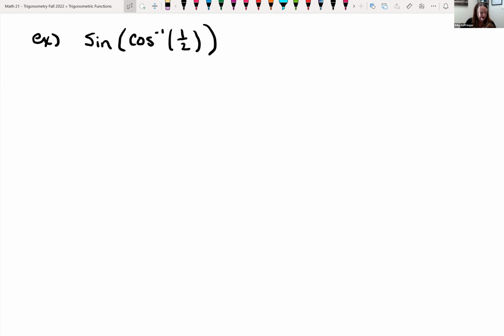So the problem says, find the exact value of each expression. So all of these, again, you should be able to do without a calculator. Some of these, we won't know what the angle is. This one we should, though.